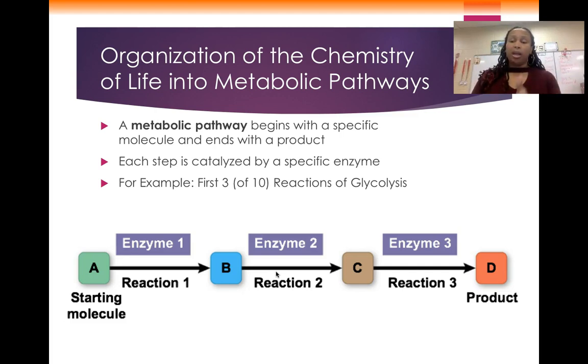Now, each step is going to be catalyzed by a specific enzyme. The enzymes are not the same in each individual step. What's important to remember is that the product of one reaction is going to be the substrate for the next reaction. So the starting molecule is A. Enzyme 1 is going to catalyze reaction 1, giving me the first product, and that's B. B is the product of reaction 1, but it's also the reactant of reaction 2. And this will continue step by step until you reach your ultimate product. Now, I'm only going to do the first 3 steps of glycolysis. There's actually 10. So this is not the end product, but it's just an example to let you see what's going on. In this case, my starting molecule is going to be glucose.